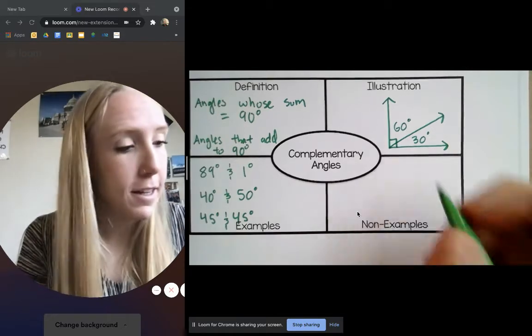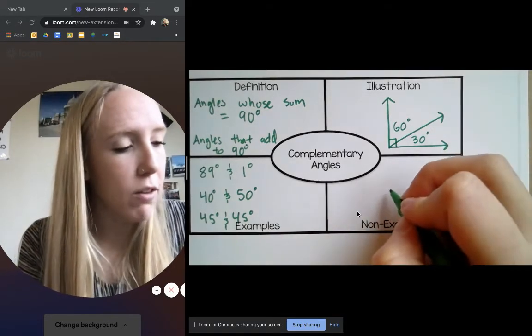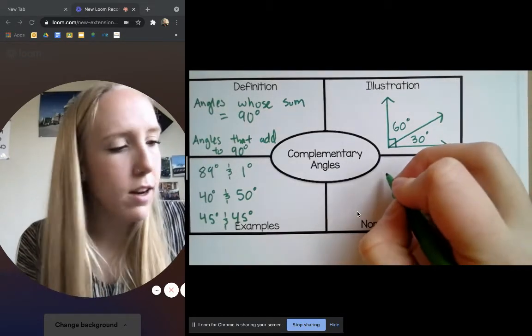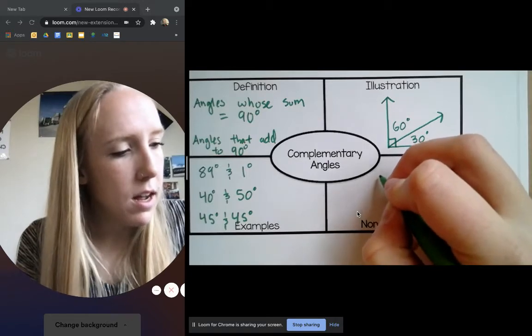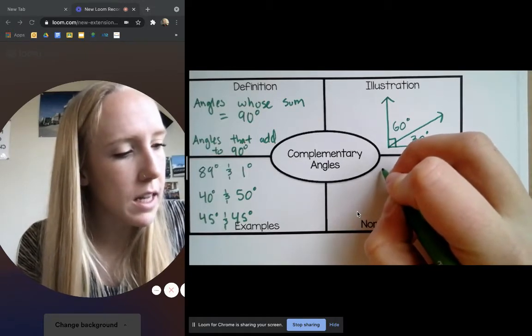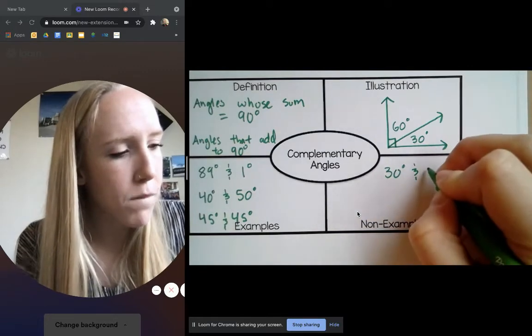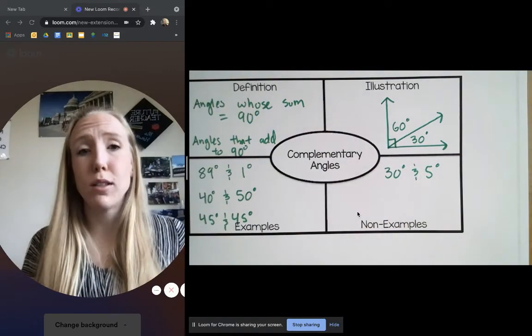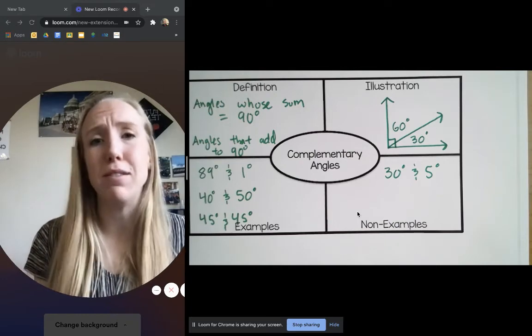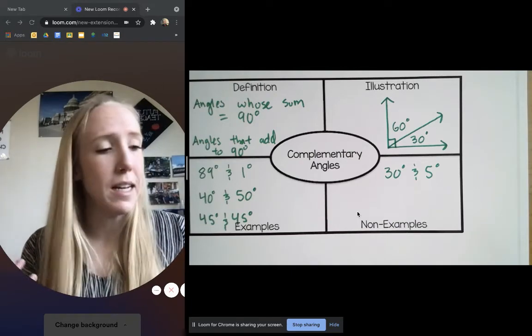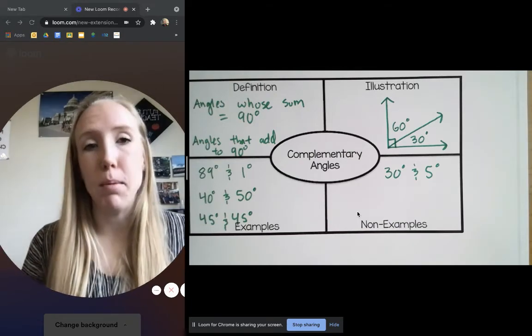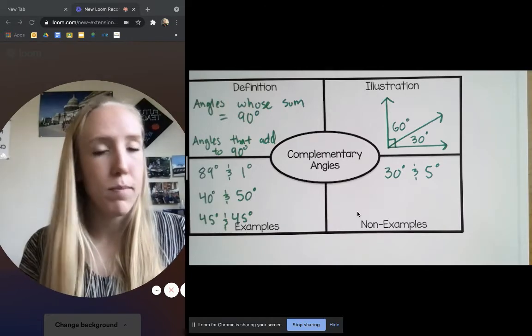Non-examples. Non-examples are like if you have, let's see, 30 degrees and 5 degrees. Those are two angles, but together they make 35. They don't add up to 90. So that's a non-example. Those are not complementary angles.